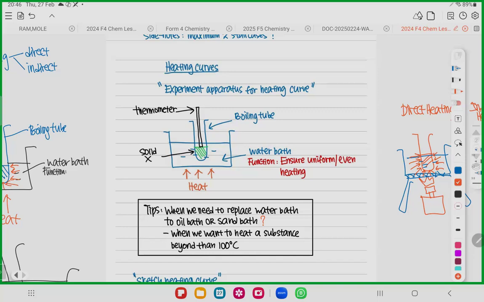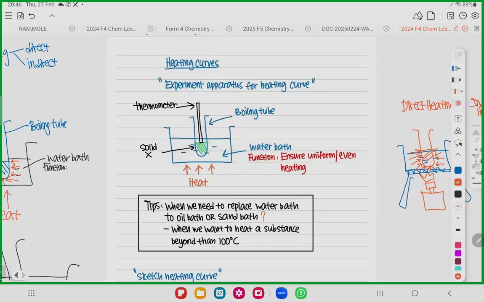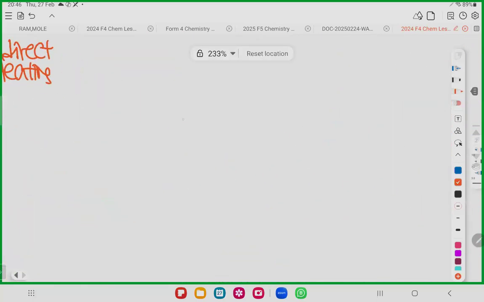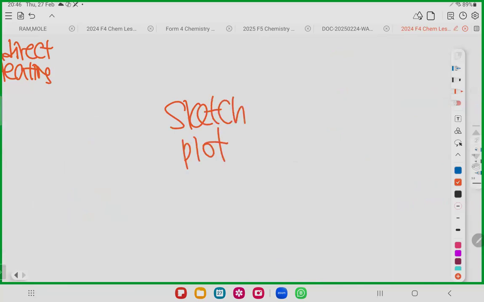Okay, next one. So we already learned the diagram for heating curve. So the next thing is how to sketch a heating curve. What is the difference between sketch and plot, everyone? What is the difference between sketch and plot? Sketch the graph, plot the graph.